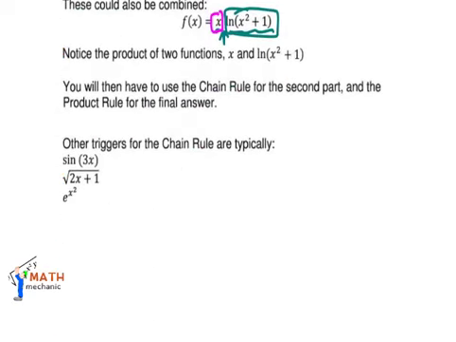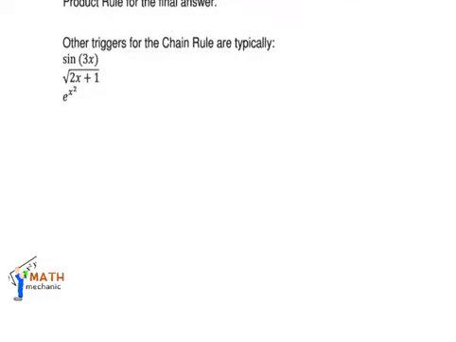Now other triggers for the chain rule are typically something like that, where you get sine, which is a trigonometric function, and then 3x inside the brackets, or under a square root. So the square root is a function, and then inside the square root there is another function, or then there, e to the power of x squared, where the x squared is the second function and e to the x is the first function, or then e to the u, if you want to look at it like this, like we did before. e to the u is one function and x squared is the second function. But for those types of questions, you will typically then use the chain rule.